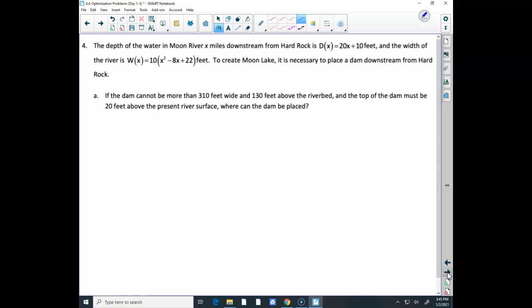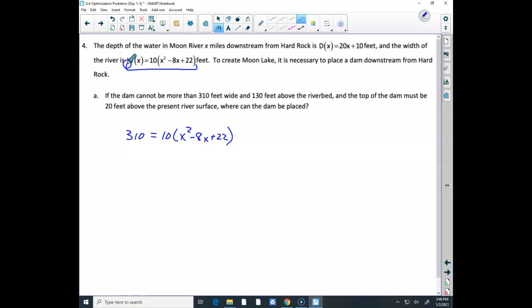So we need to find the constraints. How far down river? We've got to find the number of miles where we can even construct this dam. Well, if my width is right here, and it can't be more than 310 feet wide, I'm going to take 310 and set that equal to 10 times x squared minus 8x plus 22. And we just need to find out, where is the river going to be 310 feet wide, basically.